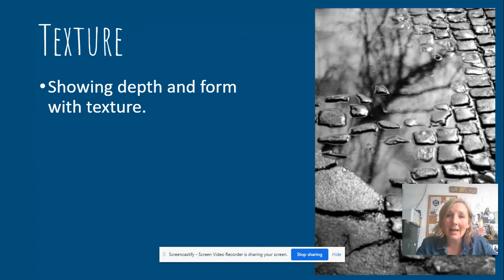You're going to be shooting lines and textures for this first assignment, and I really, really want you to focus on playing with that depth of field, controlling your aperture to get shallow and deep focal planes, depths of field. All right, if you have any questions, let me know.